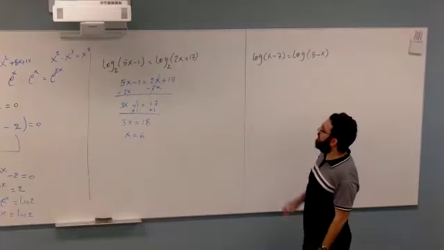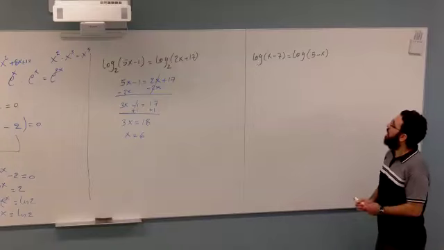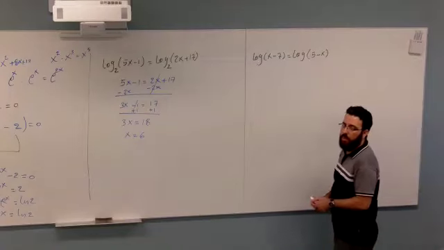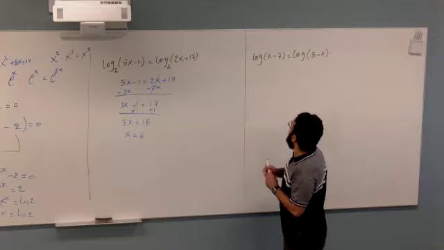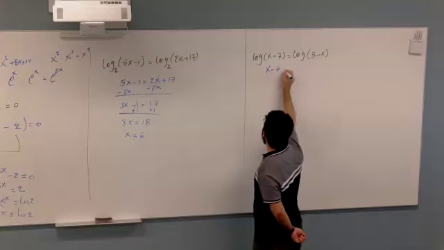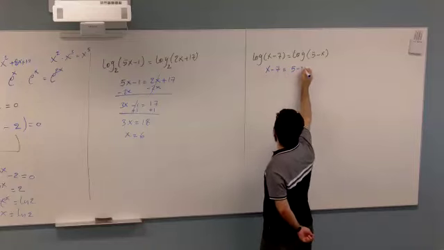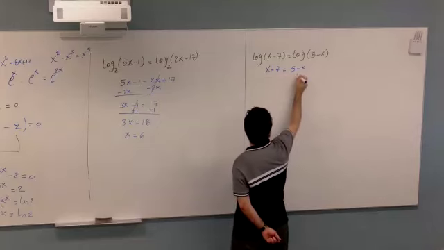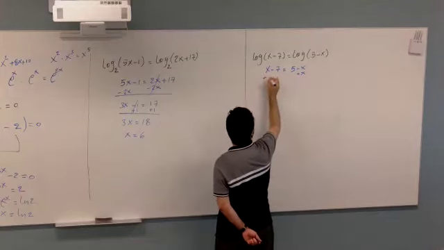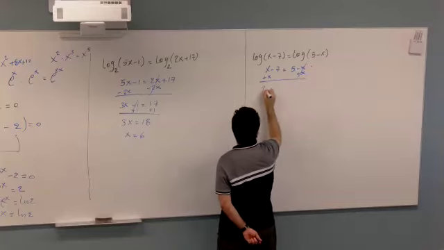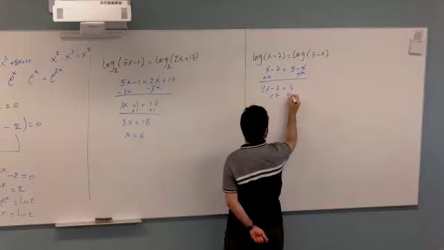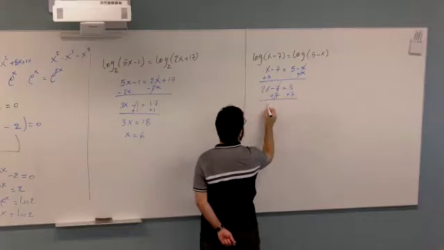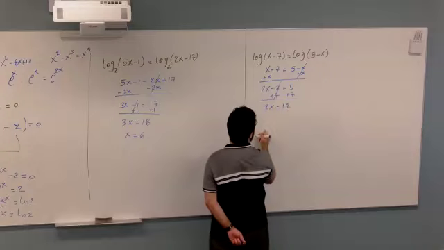If you go to this example, can I do the same thing here? Yes. Log. So I'm going to say x minus 7 equals what? 5 minus x. Move the x. I add an x. That means 2x minus 7 equals 5. Move the 5. That means 2x equals 12. And x equals what? 6.